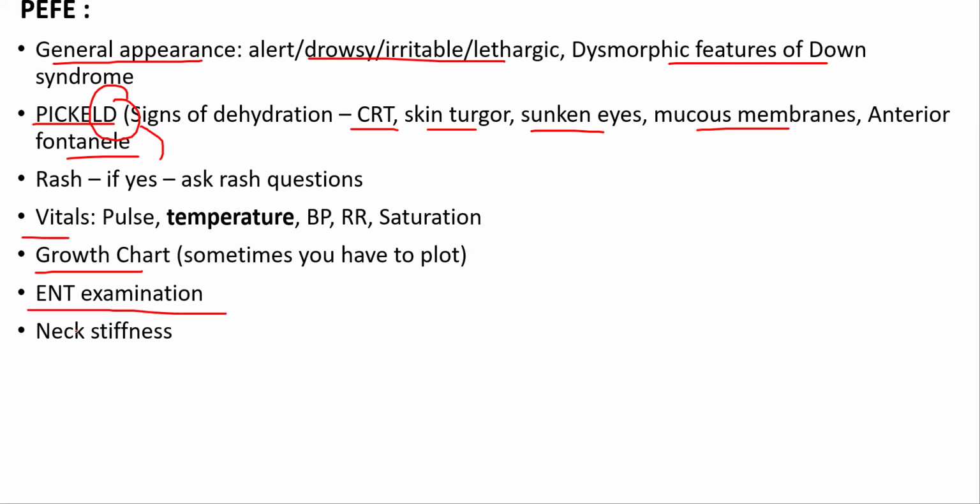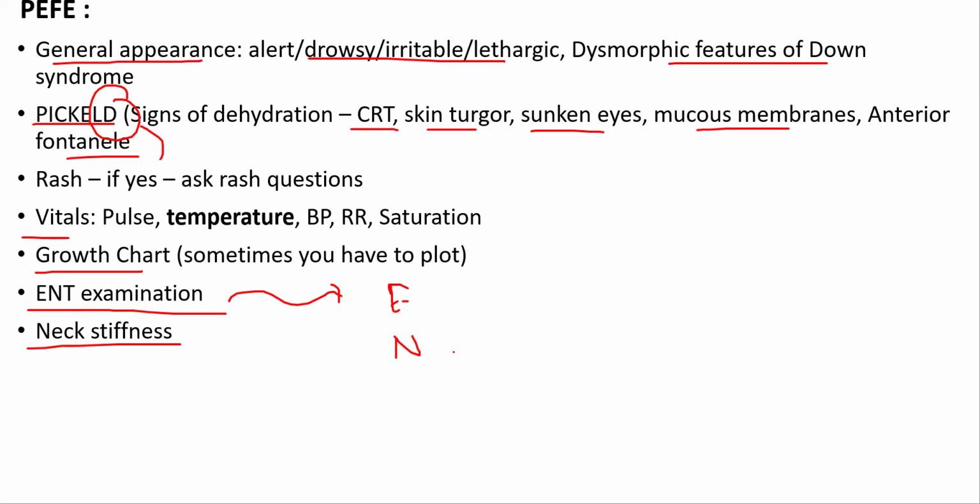neck stiffness and ENT exam. So before neck stiffness, finish the ENT. When we discuss the respiratory system, you will know the details of ENT examination. But just for today, in the ear, you will be looking for any tympanic membrane changes, any ear discharge.